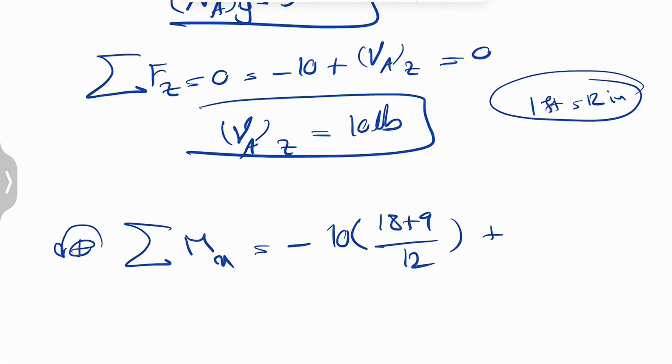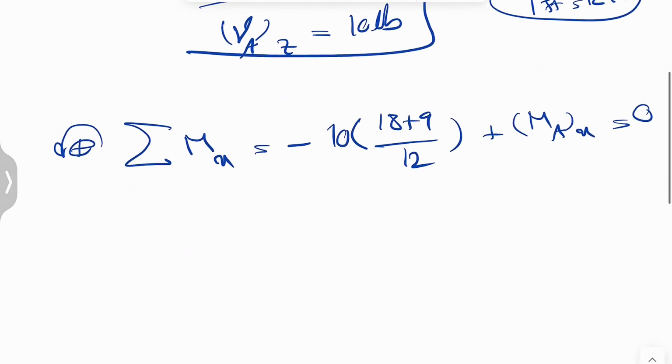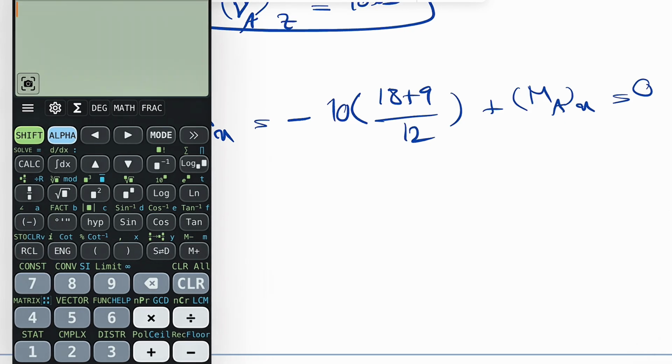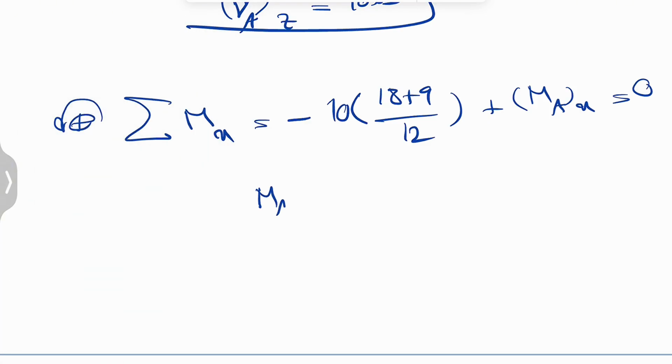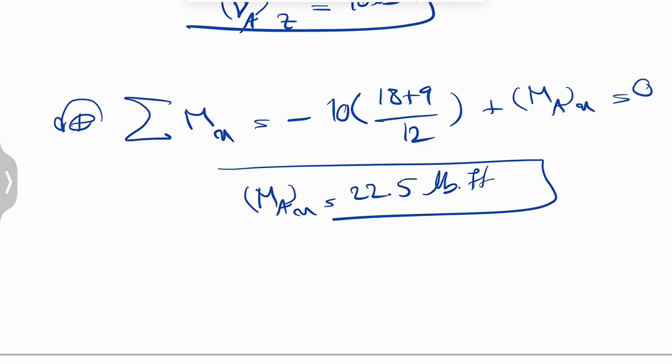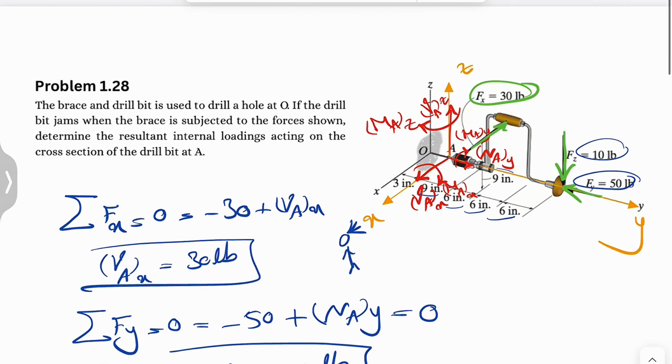And also we have the moment of A about x-axis. And that's pretty much everything. It's going to be equal to 0. And let's see what we get. So basically 10 times 18 plus 9 divided by 12. So the moment here is going to be 22.5 pound-foot, and we didn't get any negative sign. That shows that the direction that we assumed for MAX was correct.